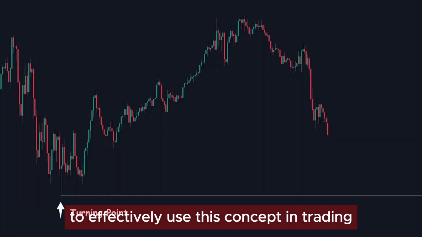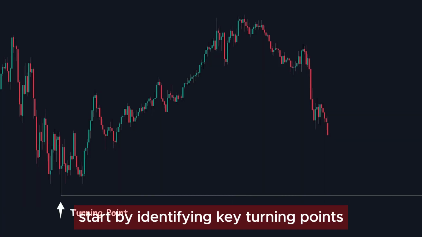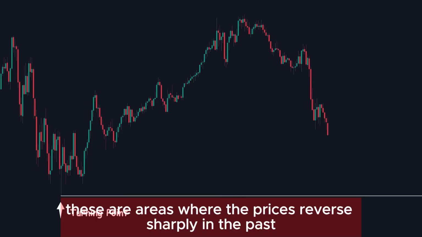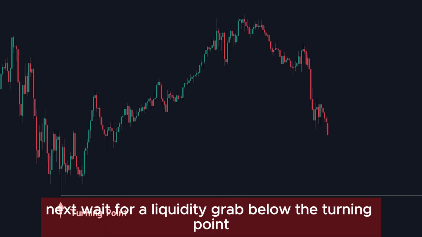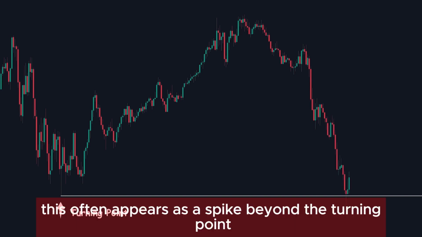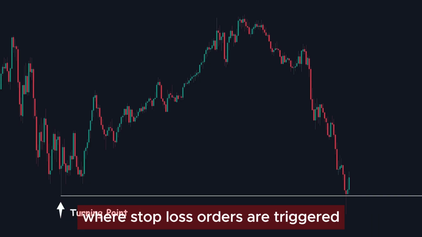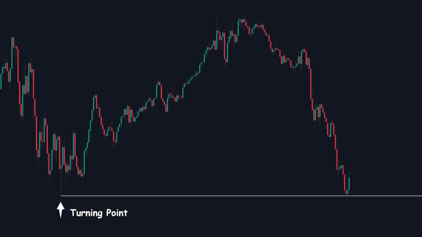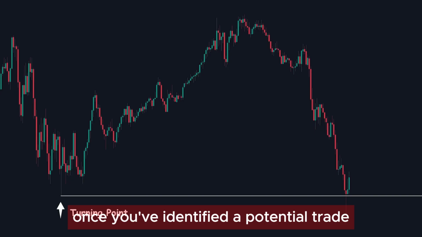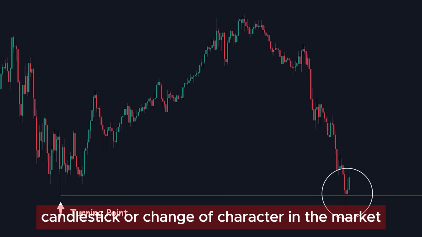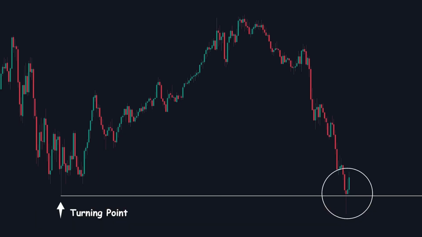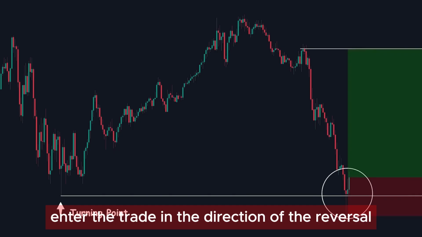To effectively use this concept in trading, start by identifying key turning points. These are areas where the price has reversed sharply in the past, and are likely to hold clusters of stop-loss orders or pending orders. Next, wait for a liquidity grab below the turning point. This often appears as a spike beyond the turning point, where stop-loss orders are triggered, followed by a sharp reversal. Once you've identified a potential trade, wait for signs of reversal after the liquidity sweep, such as a long bullish momentum candlestick or change of character in the market.